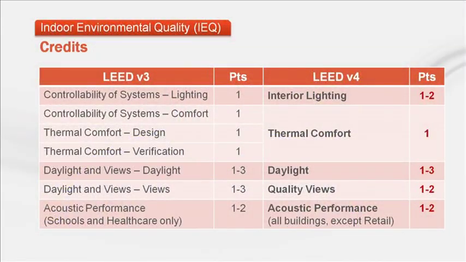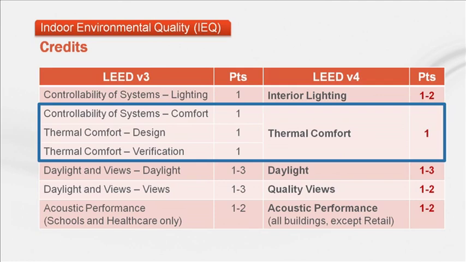Again, you'll notice some reorganization. In version 3, the Controllability of Systems credit had 2 parts, thermal comfort and lighting. The lighting part of this old controllability credit was renamed Interior Lighting in version 4, while the thermal comfort part of this old credit was consolidated with the other 2 thermal comfort credits into a single credit titled Thermal Comfort. Now, that was confusing, so hopefully this will help clarify.